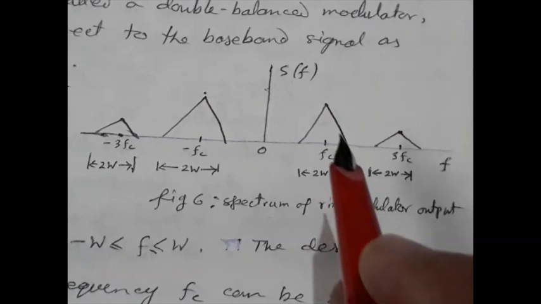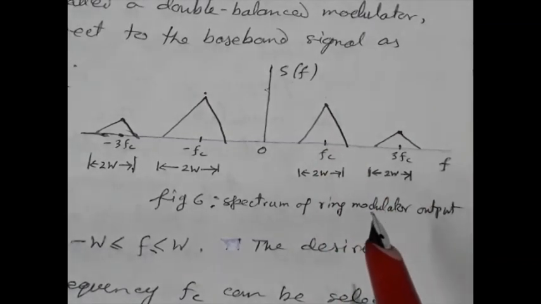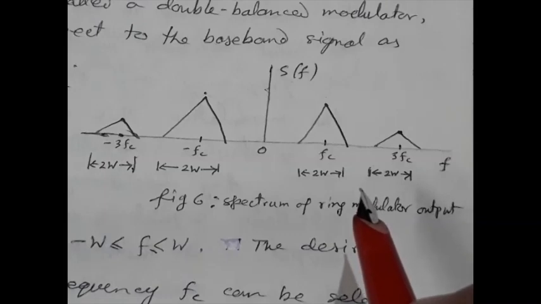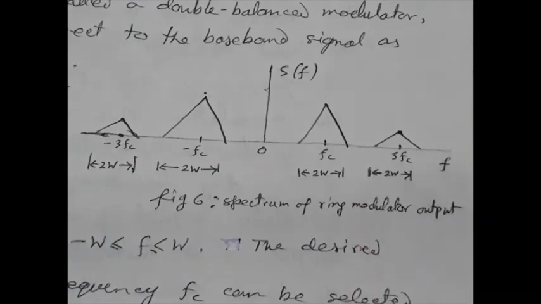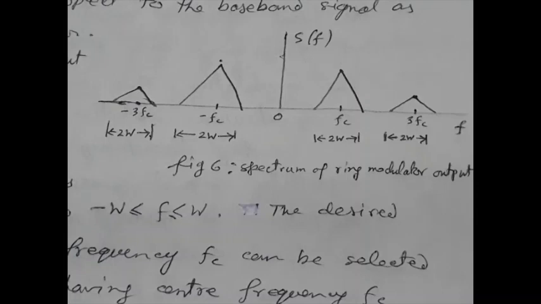Now this ring modulator is also called the double balanced modulator, because it is not only balanced with respect to the carrier, but it is also balanced with respect to the baseband, whereas the previous modulator, the simple balanced modulator, is balanced with respect to just one parameter. This one is balanced with respect to both the carrier and the baseband signal. So this is the end of the generation of DSB-SC.